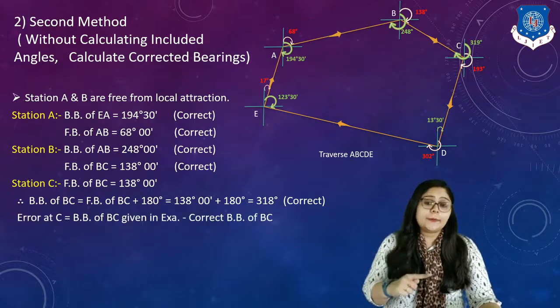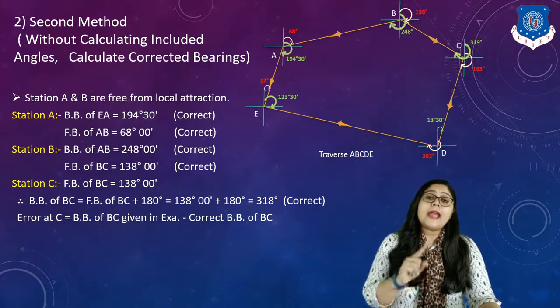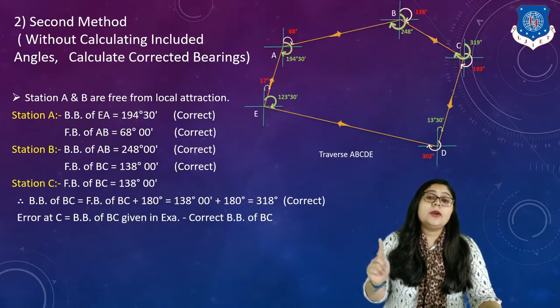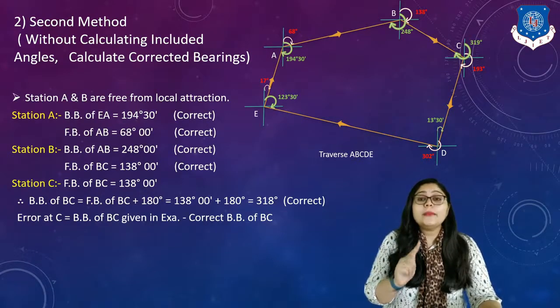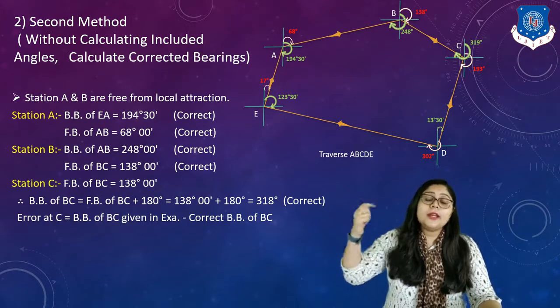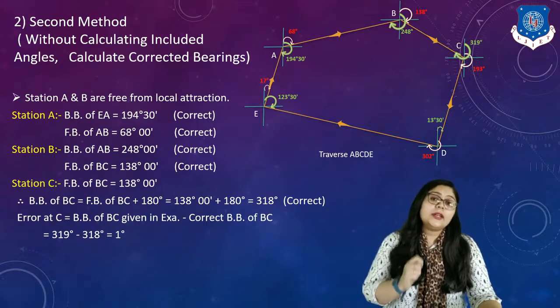But in the given data, we have some different value. It is not 318 degree. So we can identify the error at C. I can calculate the error at C as the back bearing of line BC given in the example minus the correct back bearing that we have calculated. So here I get the error as 1 degree.